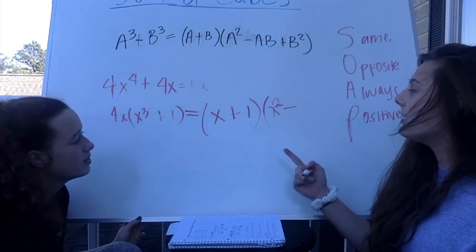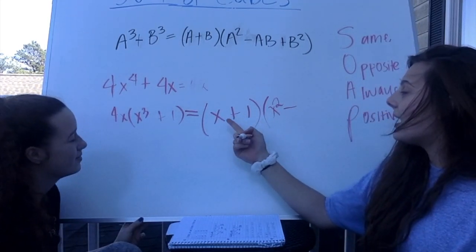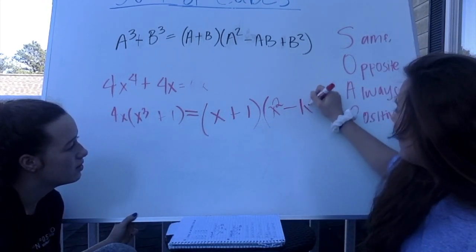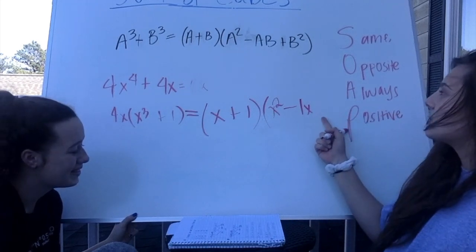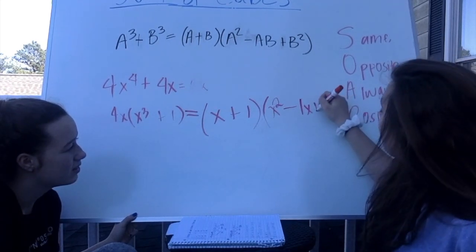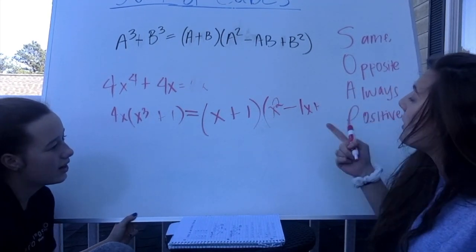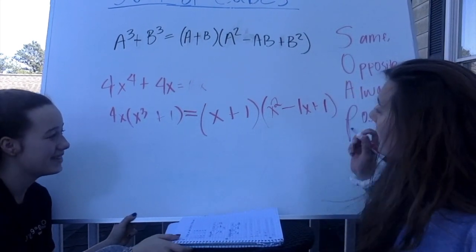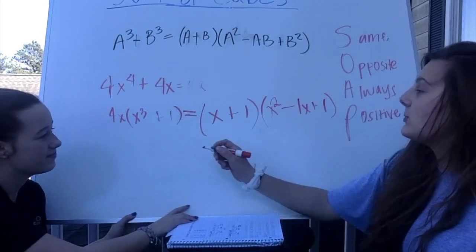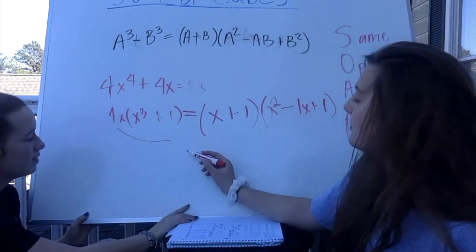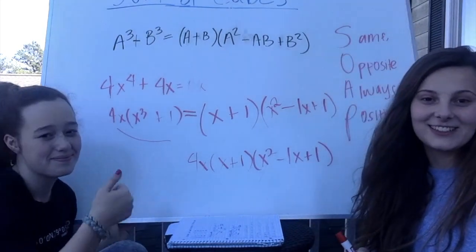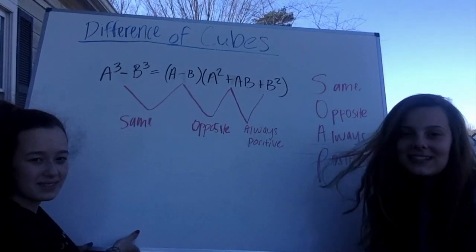And then we're going to do 1 times x to get our AB. So that's 1x. And then the last sign is always positive. And so we're going to square the b, which is 1. So 1 squared is 1. And then this is not our final answer yet because we have to bring over this 4x. So let me write it right here. And there's your answer.